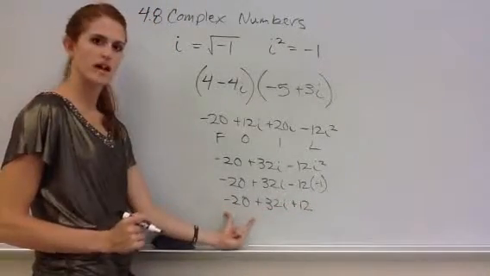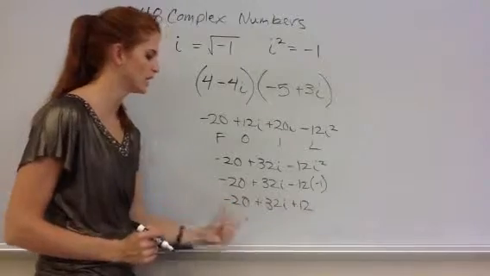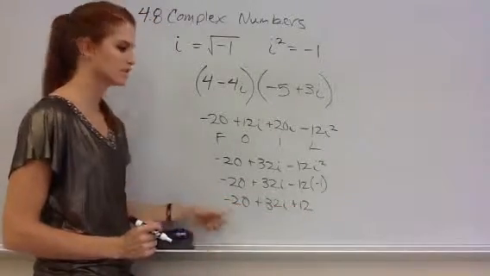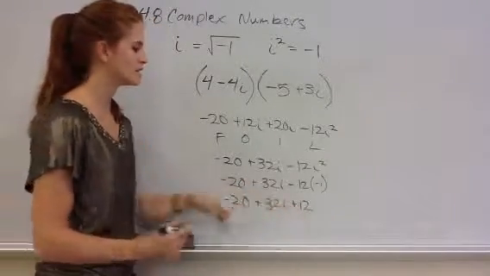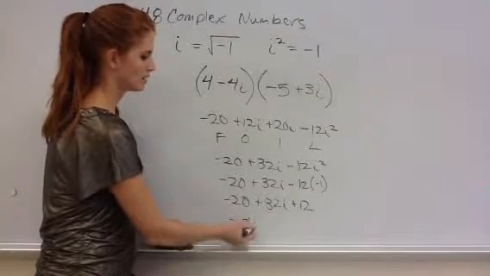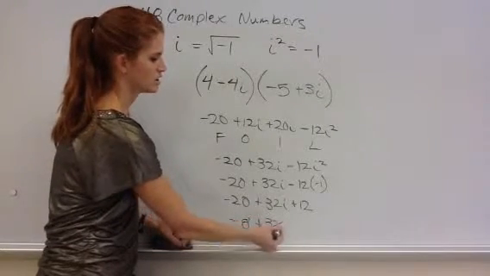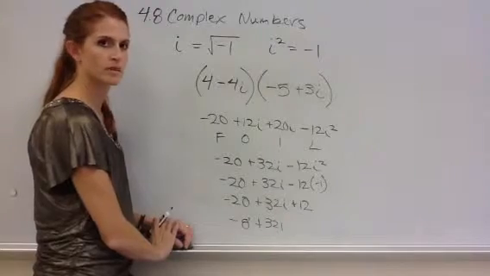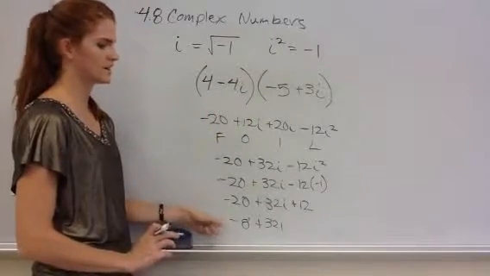Now I have like terms. I have a number here and a real number here. I want to add the real numbers together. So a negative 20 and a positive 12 gives me a negative 8 plus 32i. So when we multiply this together, we get this imaginary number.